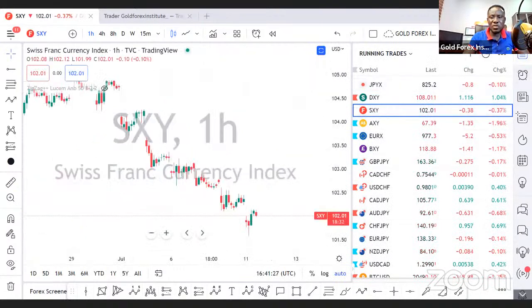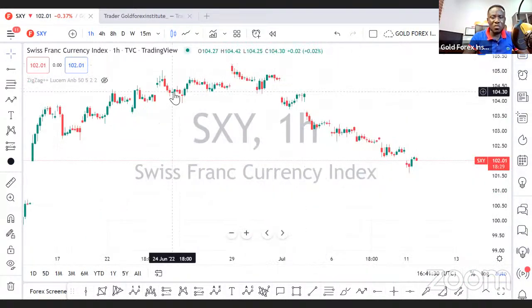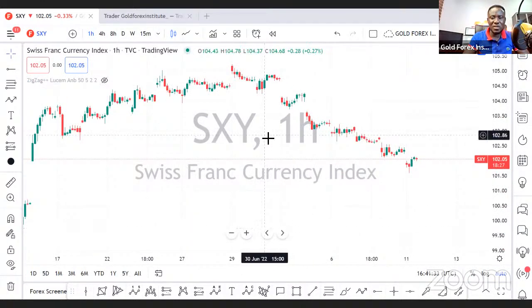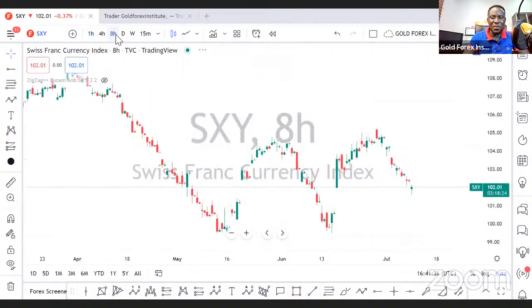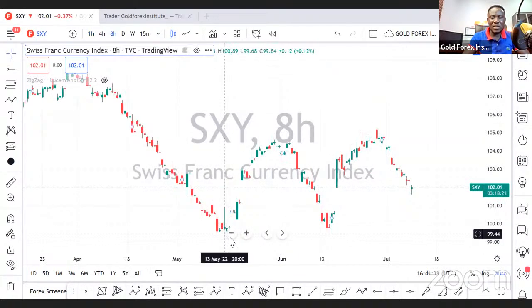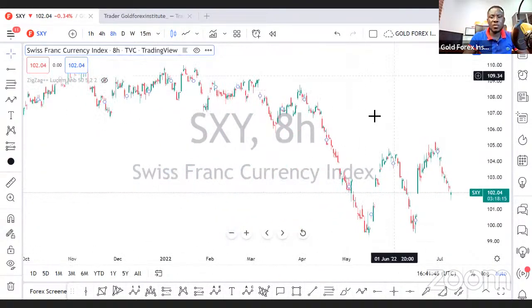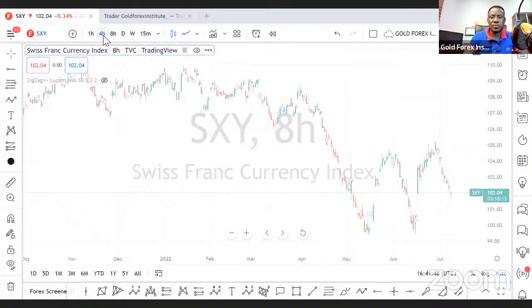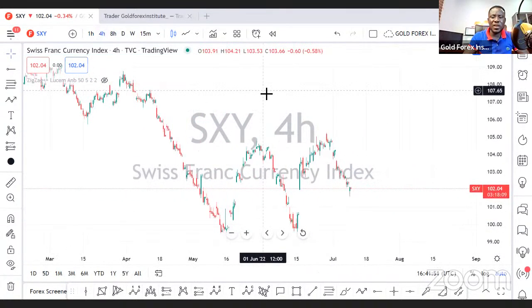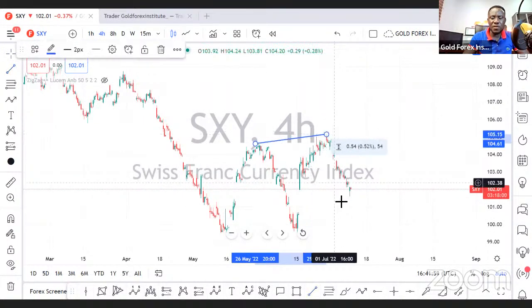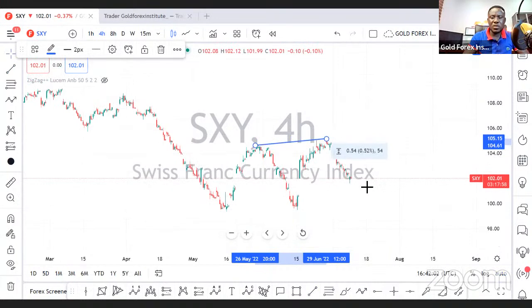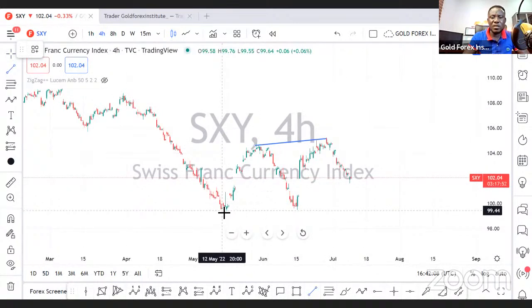With the Swiss franc index, the downward move is still in place. The move that happened was this. We had a flat correction, which looked more of a regular flat correction over here.